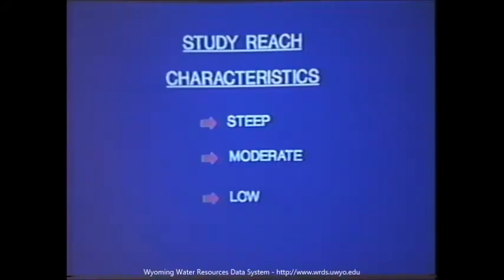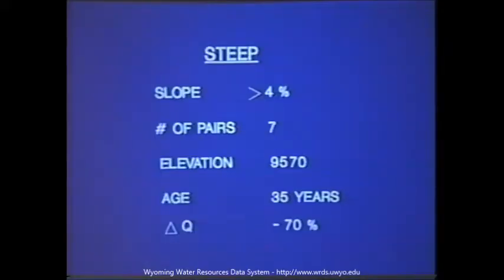I'll talk briefly about our study reach characteristics. As I mentioned earlier, we primarily stratified by gradient: steep, moderate, and low gradient. Those of you familiar with Rosgen's channel classification system, you can imply here A's, B's, and C's. Look at the characteristics of our steep gradient reaches following the Rosgen classification system. Slopes here were greater than 4%, so quite a steep channel.